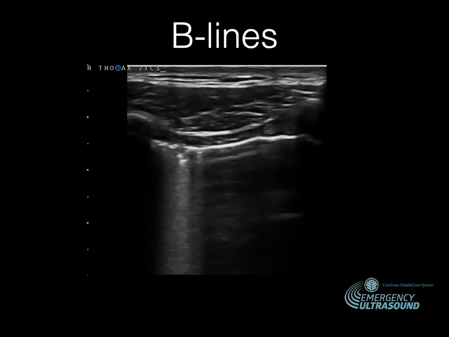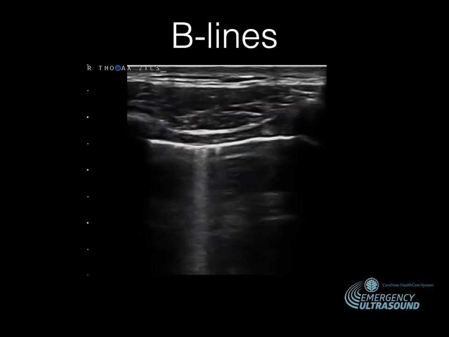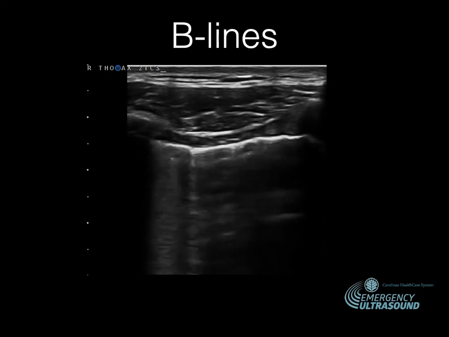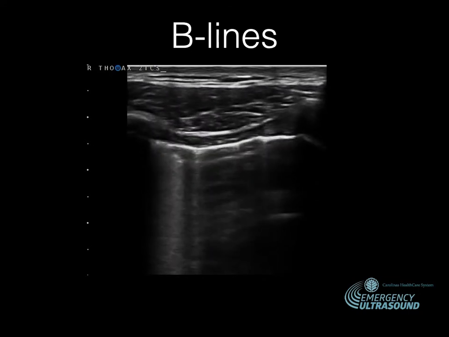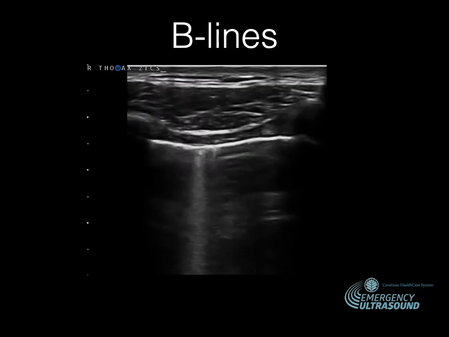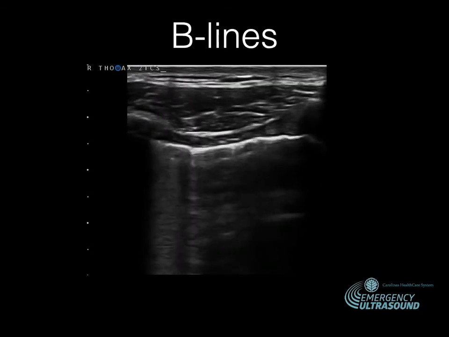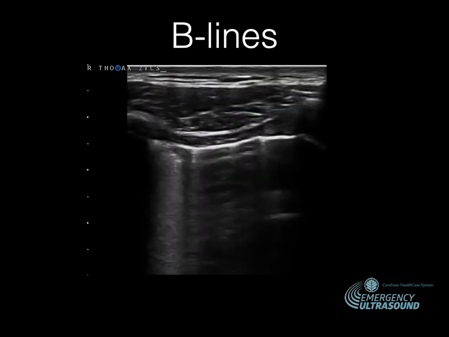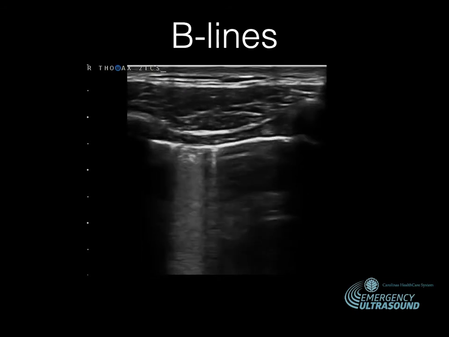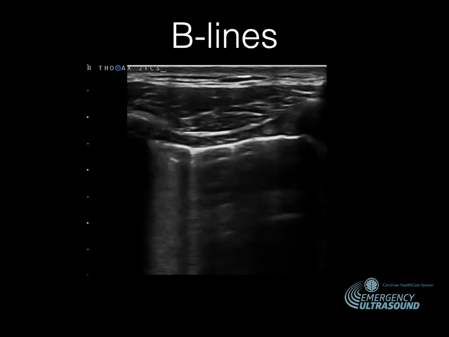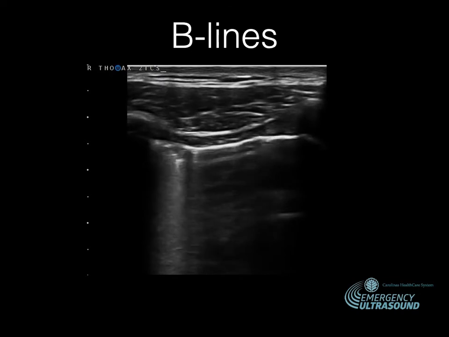We can see this nice pleural sliding, and then this bright white, almost lightsaber line coming off vertically from the pleural line and piercing all the way down to the bottom of the screen. We can also see a little curtain of B lines over to the left, indicating your B lines are now coalescing.